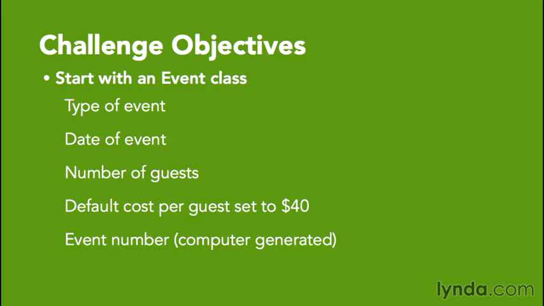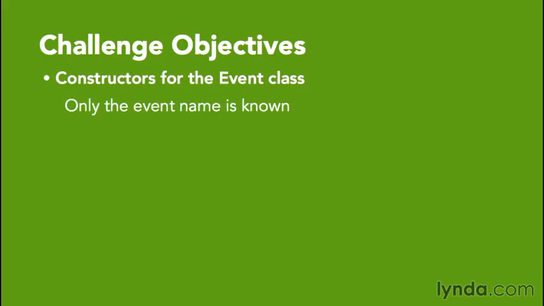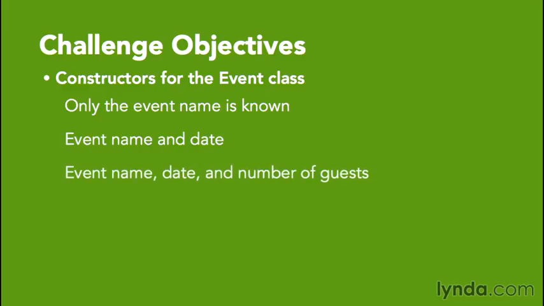birthday or a shower. Now that we have all the instance data defined, let's talk about the constructors needed for the event class. Let's add at least 3 constructors. One will be used when only the event name is known. The second constructor will have the event name and the date of the event. And the third constructor will have the event name, the date, and the number of guests.